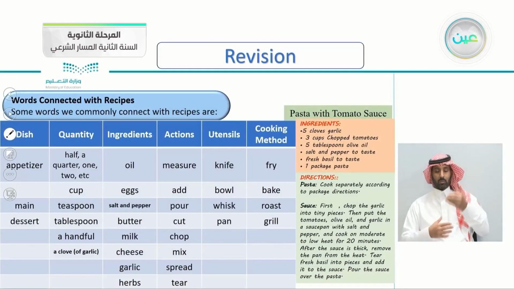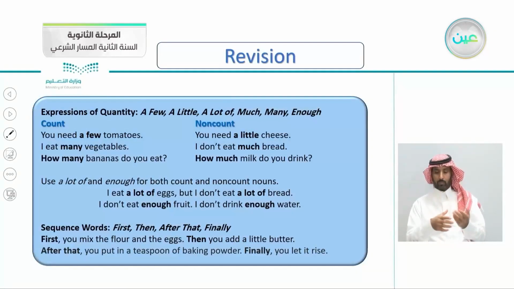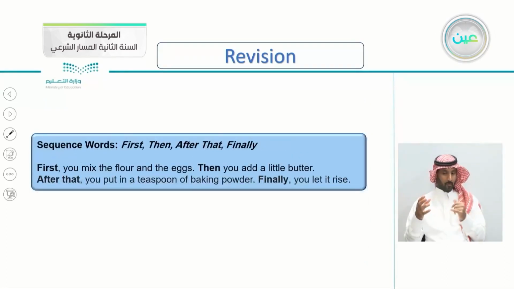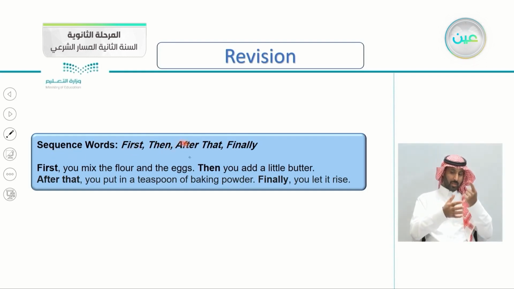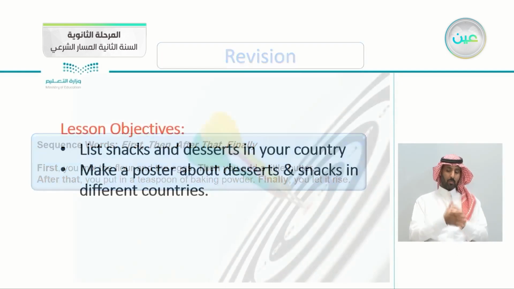And we learned some words connected with recipes: the dish, the quantity, half or a quarter, the ingredients, the actions, the utensils, and the cooking methods, whether you fry, you bake, you roast, you grill, and so on. Then we took the expressions of quantity, few and many with count nouns, little and much with non-count nouns. Then we took the sequence words first, then, after that, finally, and so on.